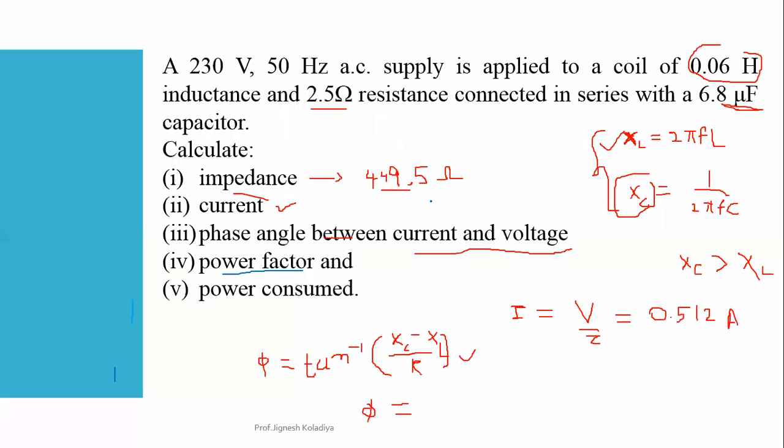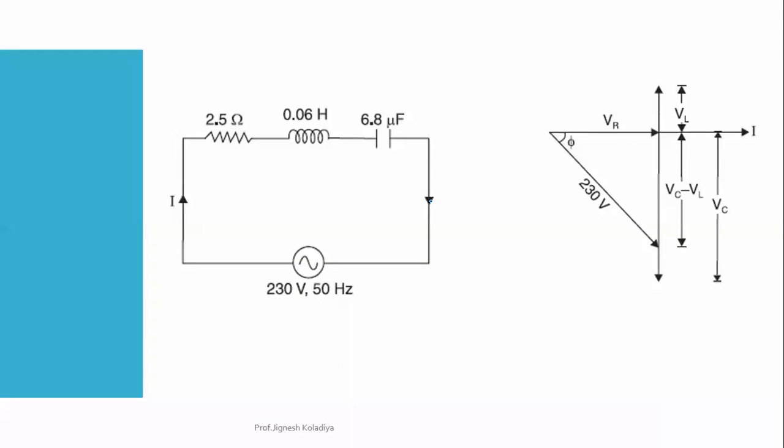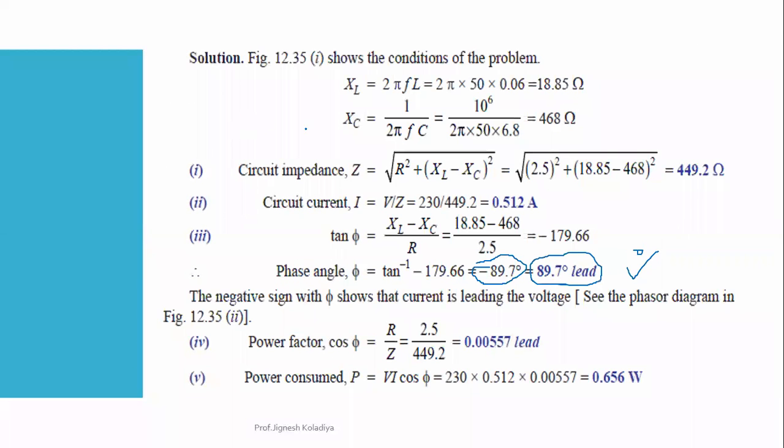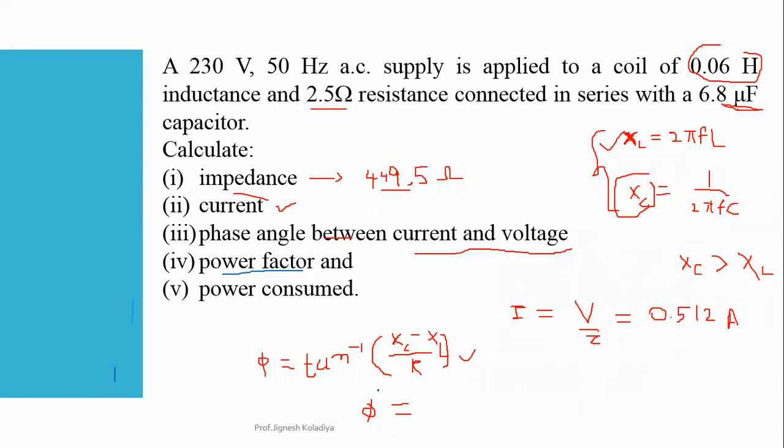I just told you that here you can see your answer is correct, 89.7 lead. If you are using XL minus XC, then you are getting a minus sign with your answer. So you have to make it plus in order to show that your current is leading. But if you are taking XC minus XL directly, as I told you, then you will get directly your correct answer, that is 89.7 lead. Now you know the angle, which is 89.7 leading.